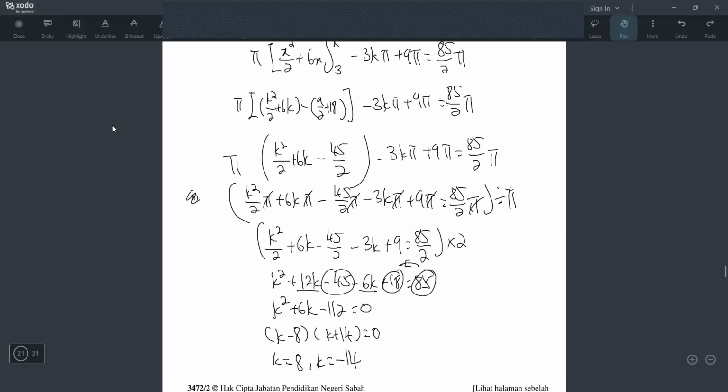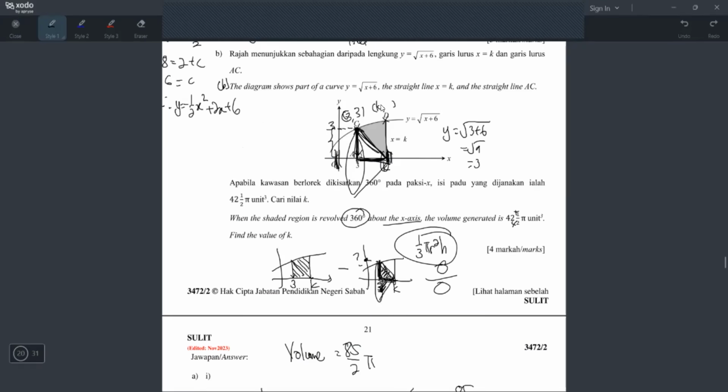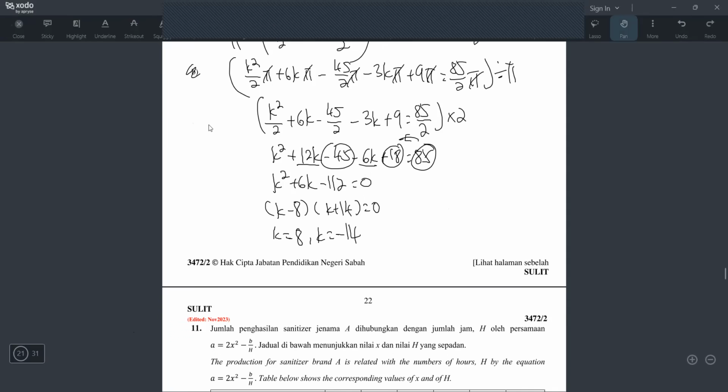But look at your diagram. Is your k positive or negative? Look at this. Your k is actually here. x equals k. It means this one is k. So is it possible for k to be negative? No, k must be positive, right? Because it's here. This is 0 and your k is on the positive side, right? So definitely your k is positive 8. So here you have to write rejected, or you can write ignore also. So you end up with 8 as the final answer.